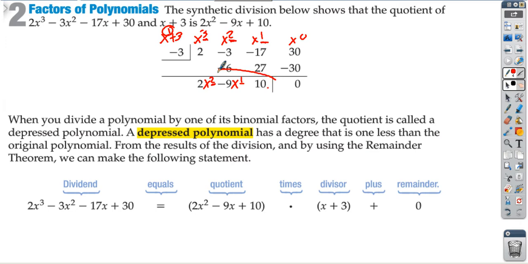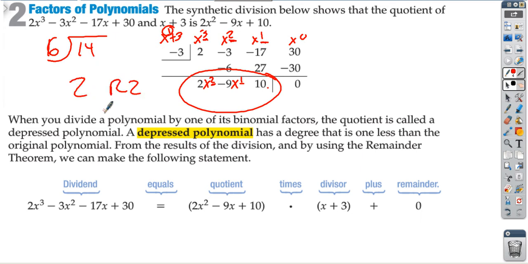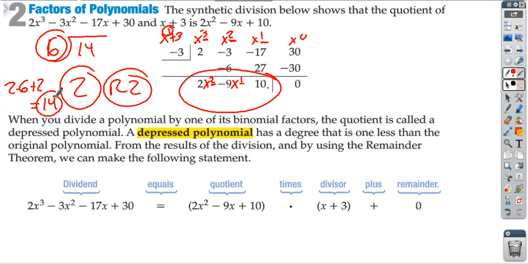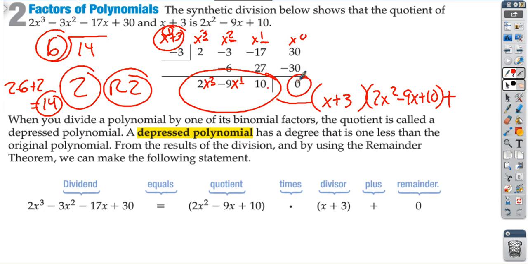And now what we can say is, remember before when we did 6 going into 14, and we got 2 remainder 2. Another way of saying that is 2 times 6 plus the remainder is equal to 14. So now we can do the same thing with the polynomial. We can say this thing right here times what we divided by, x plus 3. So 2x squared minus 9x plus 10 times x plus 3 plus the remainder, in this case 0, should equal what we originally divided. And it does if you check. If you multiply that out, it does come out to be that original cubic polynomial.